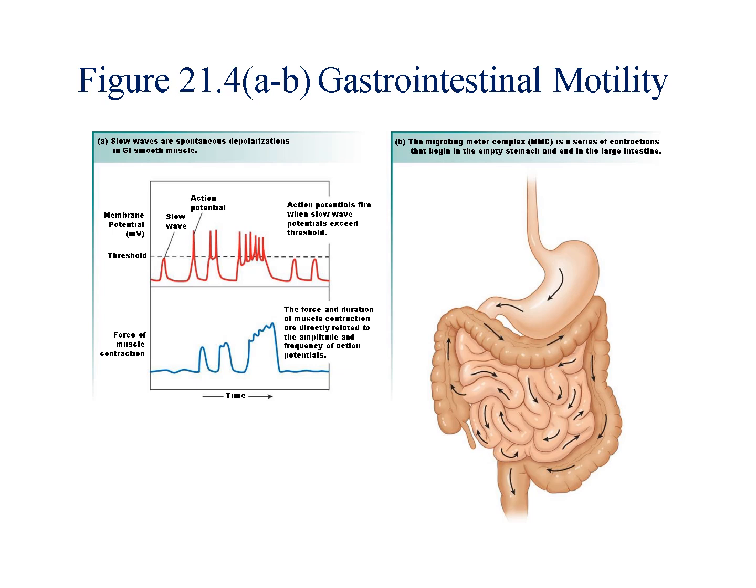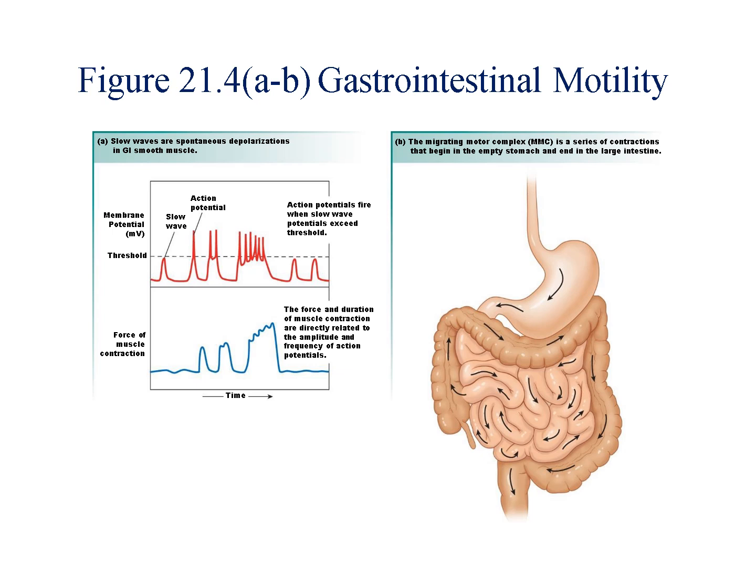The second image illustrates the migrating motor complex, a specialized contraction pattern that occurs between meals when the digestive tract is empty. This complex begins in the stomach and moves through the small intestine, eventually reaching the large intestine. It serves as a housekeeping mechanism, clearing undigested food particles and bacteria from the digestive tract. The migrating motor complex helps prevent bacterial overgrowth and prepares the intestines for the next meal.